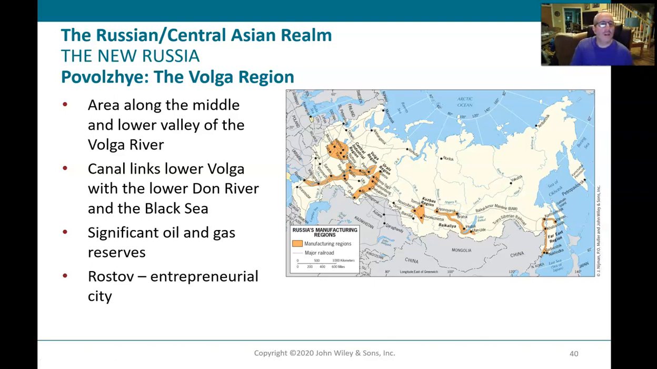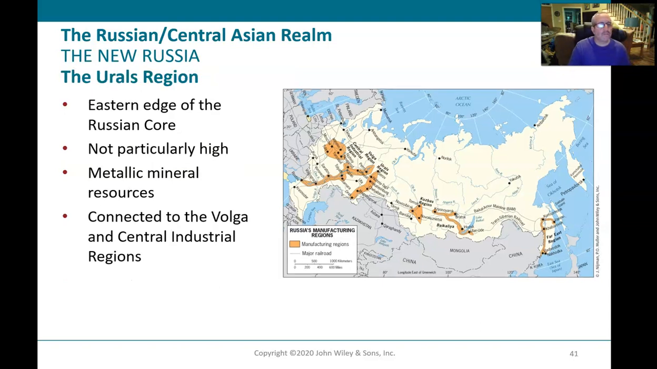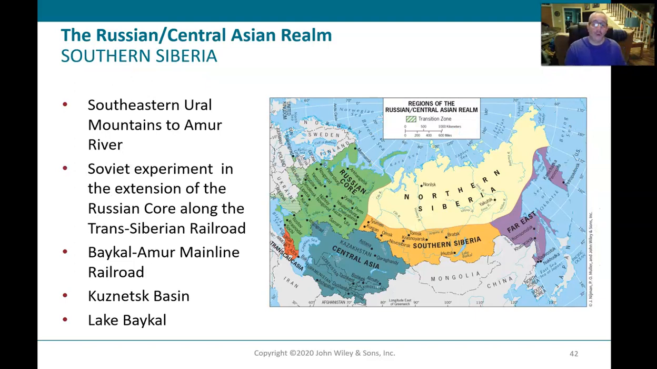The Volga region, that's the primary river in western Russia. Of course, we've mentioned the Urals. So the Urals is an ancient mountain chain. It's going to have a lot of your mineral wealth that you typically find in a mountain type setting. Let's see.